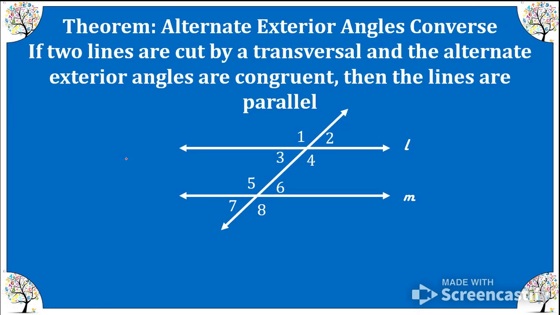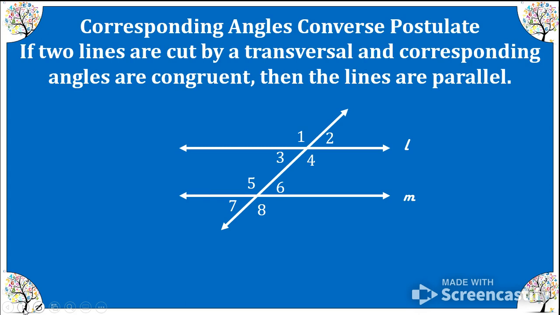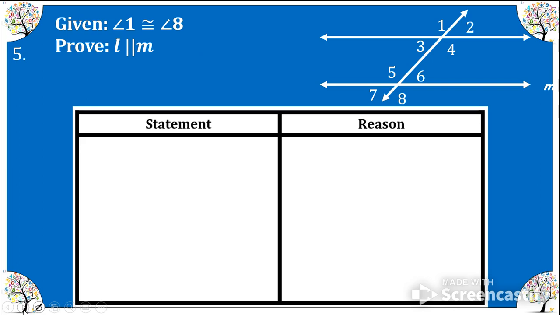Okay, alternate exterior angles converse. If we know that alternate exterior angles are congruent, 1 and 8 or 2 and 7, then we can conclude that L and M are parallel. Okay, so we are given that angle 1 and angle 8 are congruent. That's the given.